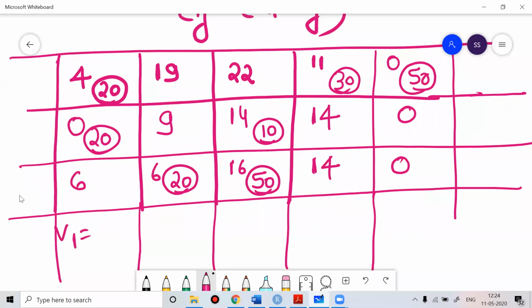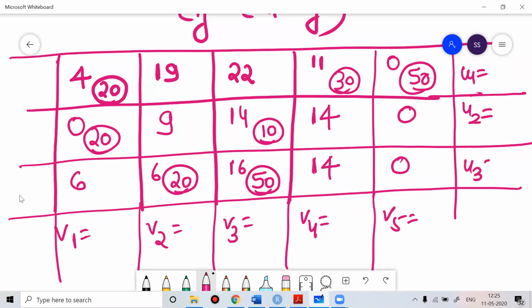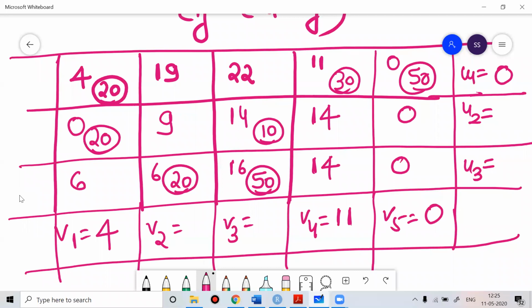This is V1, V2, V3, V4, V5, U1, U2, U3. This is 0, this becomes 4, this is 11, this is 0, this is minus 4, then this is 18, this is minus 2. So you know the formula that Cij equals Ui plus Vj. With that, I found the value of U1, U2, U3, V1, V2, V3, V4. So this would be 8. So 6 minus 2, so you get 8. So you can quickly find the value of V1, V2, V3, V4, V5, U1, U2, U3.